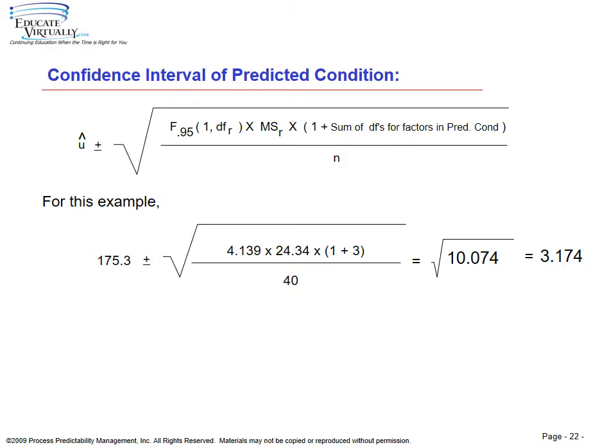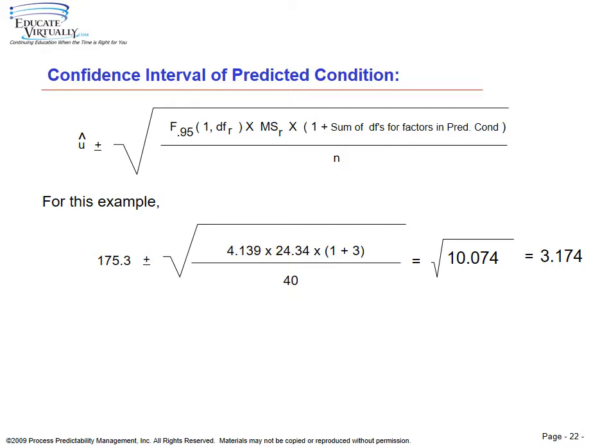They each had 1 degree of freedom. So there's 3 total degrees of freedom. We add that to 1, giving us a value of 4. We had 40 total data points, and when we multiply that through, we're going to take the square root of 10.074, which gives us a plus or minus about that 175.3 seconds of 3.174.